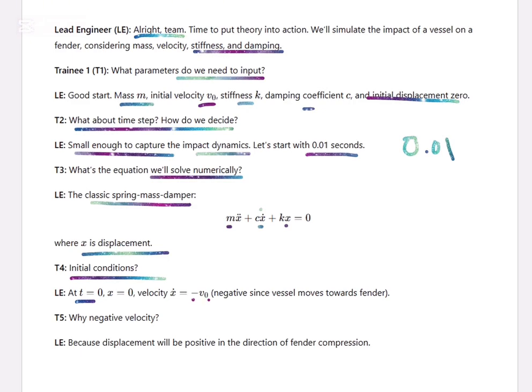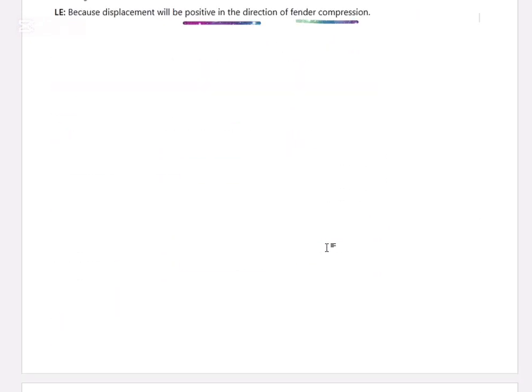Velocity is negative v naught. Why? Since the vessel moves towards the fender, we are saying that it's negative. Why negative velocity? Because the displacement will be positive in the direction of fender compression.